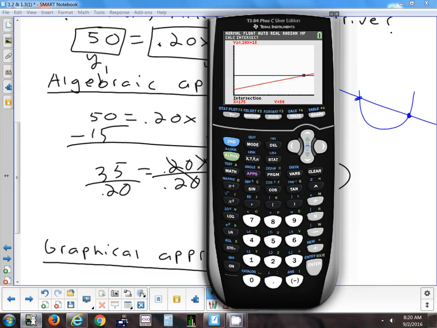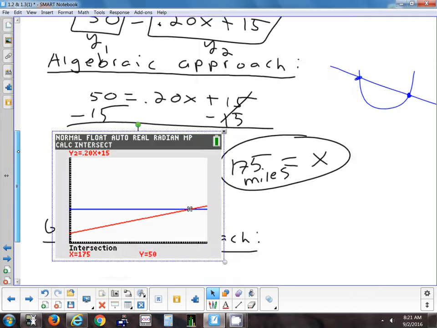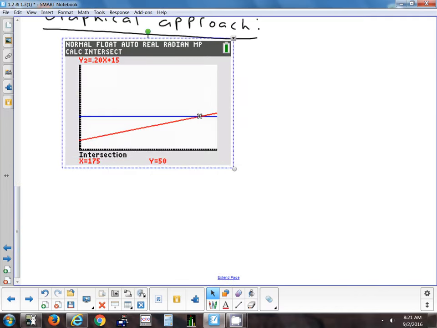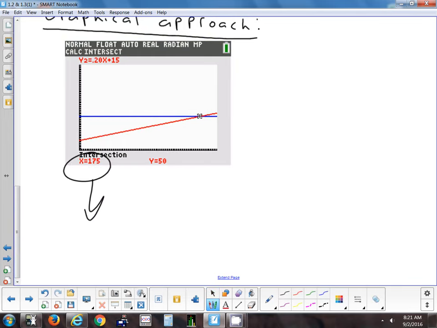And it tells me exactly what we figured out algebraically. X is 175, Y is 50. So that's how many miles you drive, and that is the cost. So that's one way to find the solution to this problem graphically. Any questions on that one? There is another way, but I'm going to hold off for now, and it'll come up a little later on.